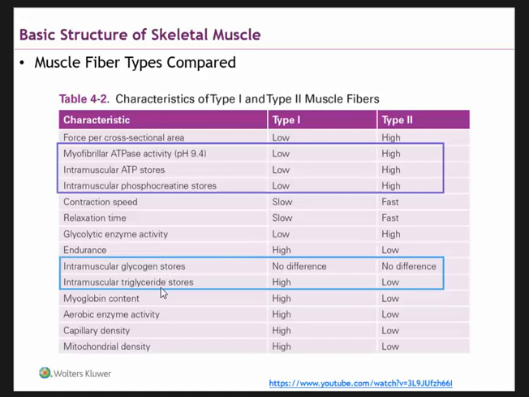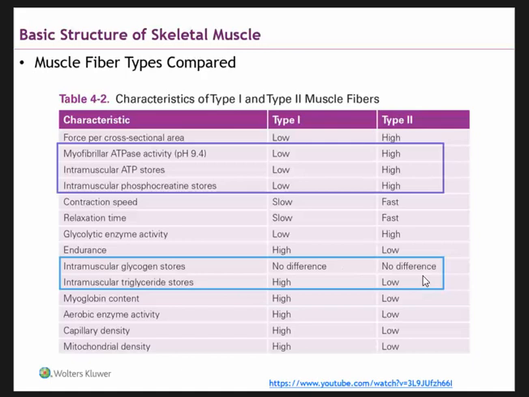Glycogen and triglyceride stores. We probably talked a little bit about this in chapter 2 and 3, but this talks about type 1s have a higher fat content, whereas type 2s have a lower fat content, but a higher protein content.